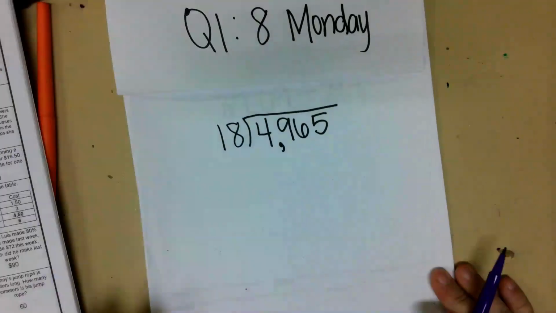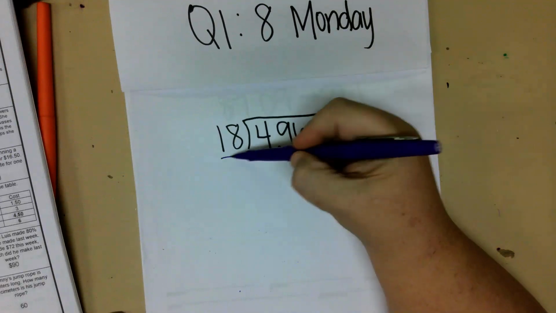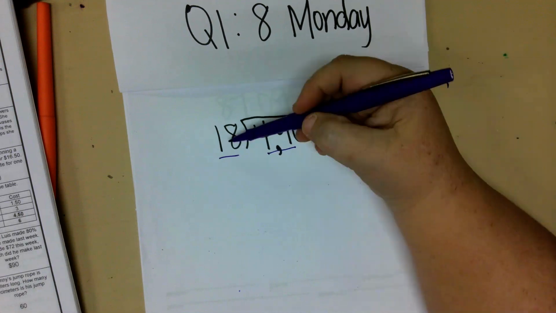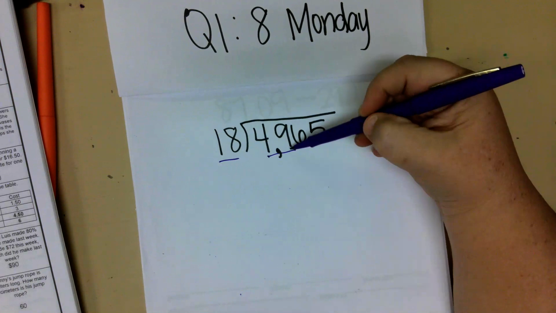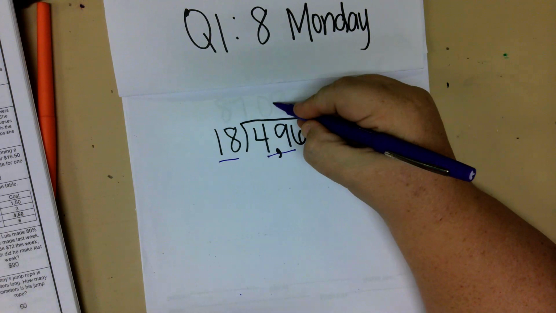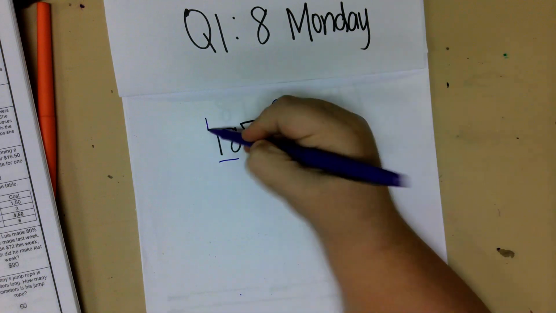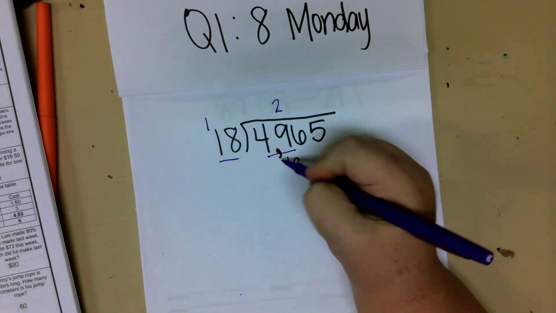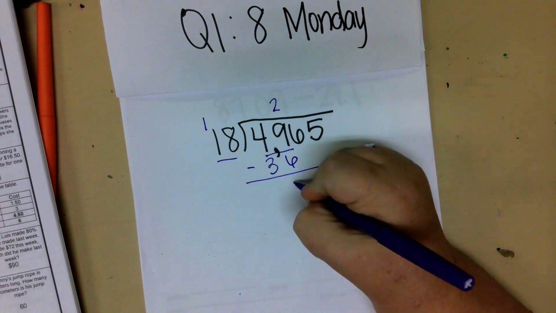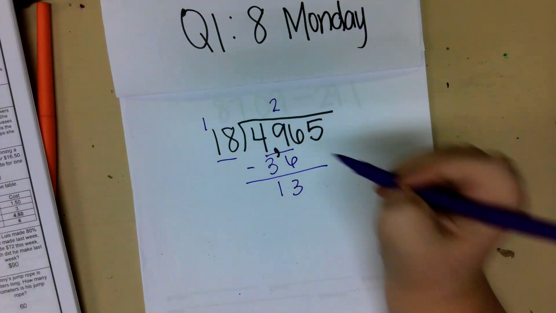All right, just a division problem, pretty straightforward here. Can't put 18 into 4, so let's see how many 18s we think we could get into 49. 18's awfully close to 20, so I'm going to think about it that way. I can fit 2 20s in there probably, so let's try 2 for the 18s. 2 times 8 is 16. 2 times 1 plus 1 is 3. Okay, subtract. 9 minus 6 would leave me with 3, and 4 minus 3 would leave me with 1.